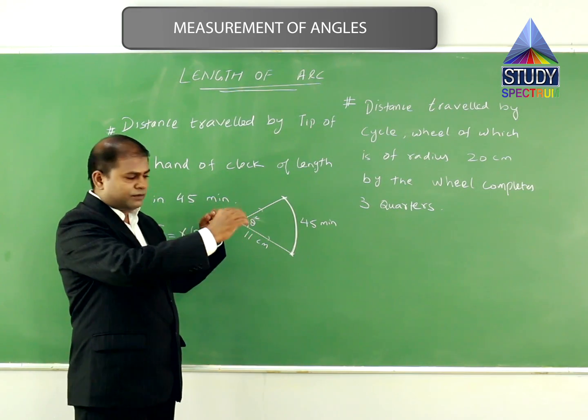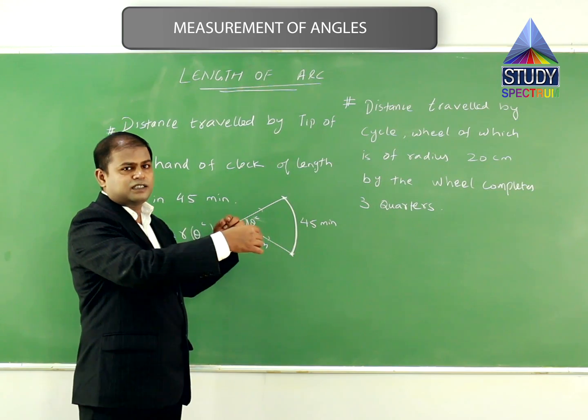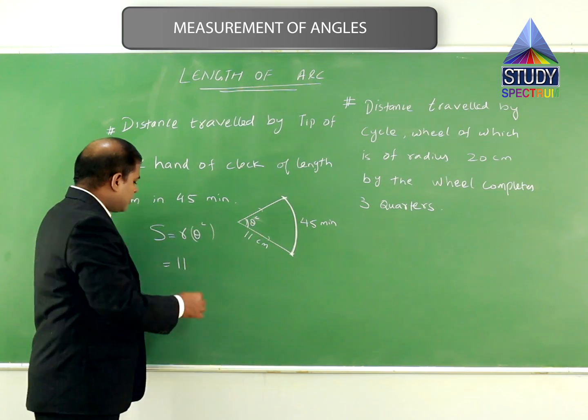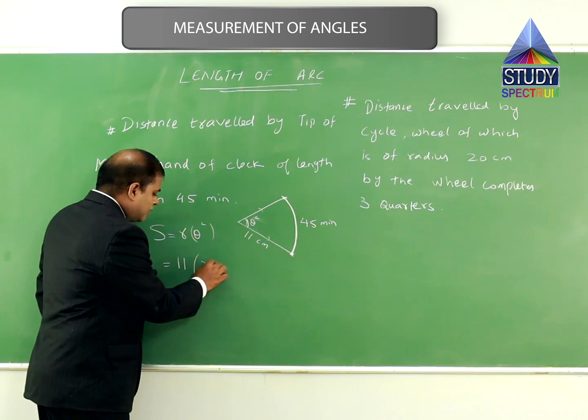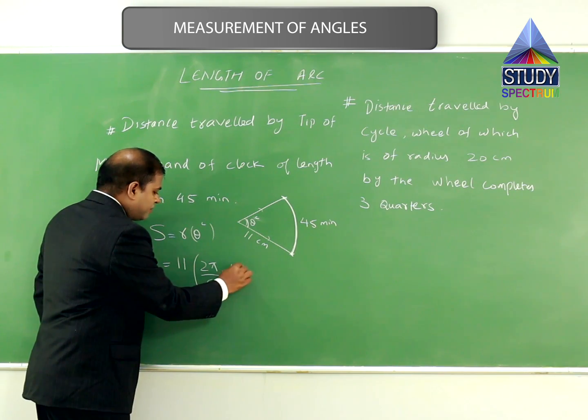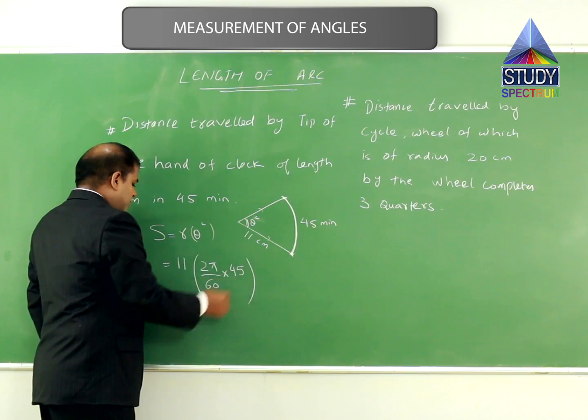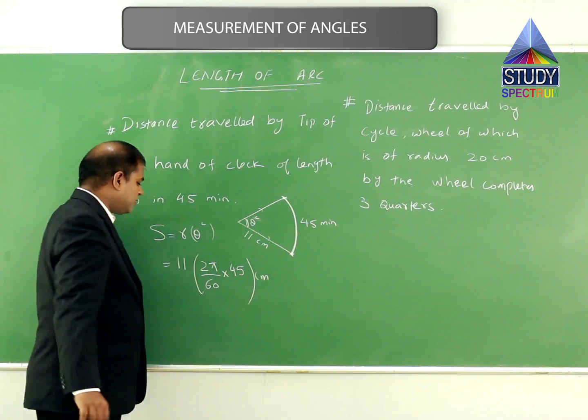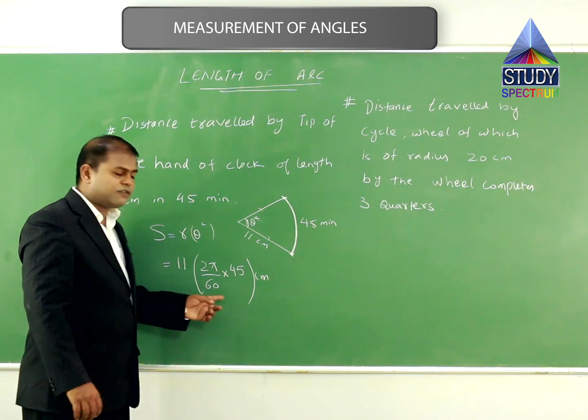Angle by which the minute hand rotates in 45 minutes would be what? 2 pi is the full thing in 60 minutes. So in 45 minutes, how much? 2 pi divided by 60 into 45. This many centimeters is the distance by which the tip of the minute hand of the clock has moved.